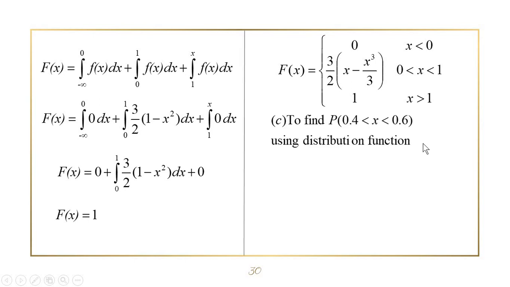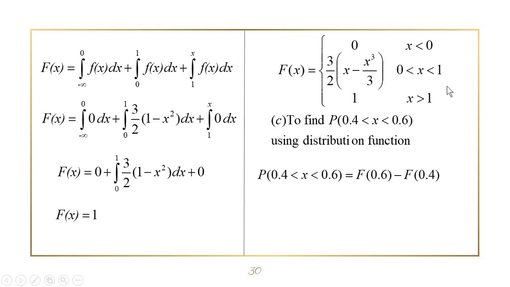Now next we find out the probability using the distribution function. Probability that 0.4 less than x less than 0.6. So we use the distribution function. We use this relation, that is, the area up to 0.6 minus the area up to 0.4. If you subtract these two, you get the area between 0.4 and 0.6.